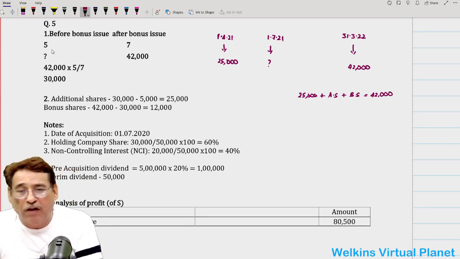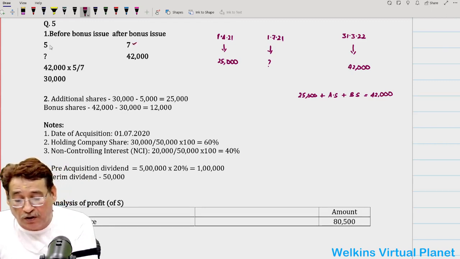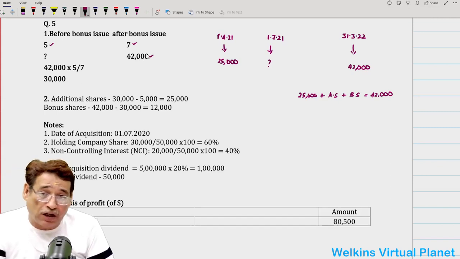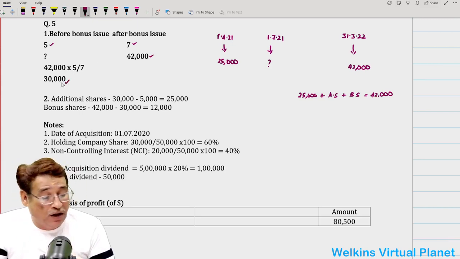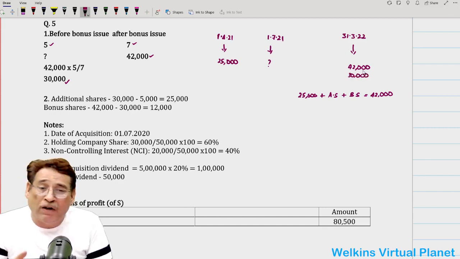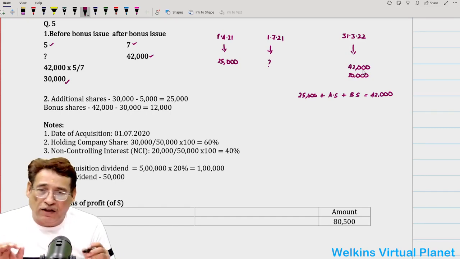Now suppose if you are having 5 shares, you will get 2 bonus shares, and after bonus shares you will have 7 shares, isn't it? Before bonus issue, if you have 5 shares, then after bonus issue you have 7. So after bonus issue, if you have 42,000 shares, then prior to bonus issue, 42,000 into 5 divided by 7, it means you must be having 30,000 shares. So you have found out that at the end of the year, before bonus issue, I am having 30,000 shares.